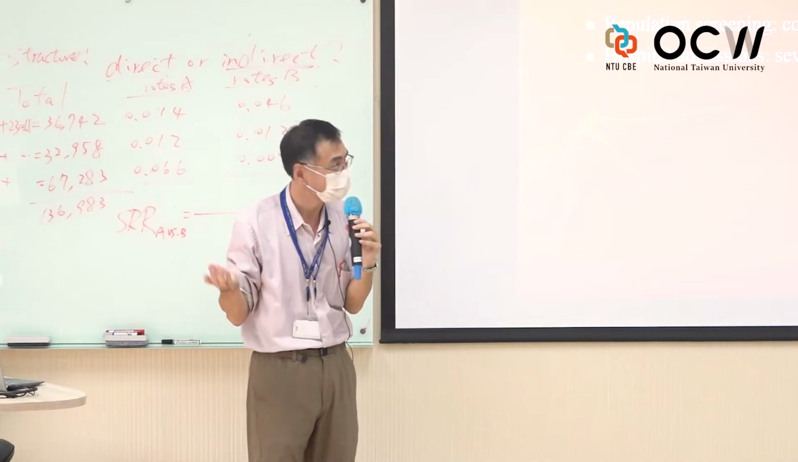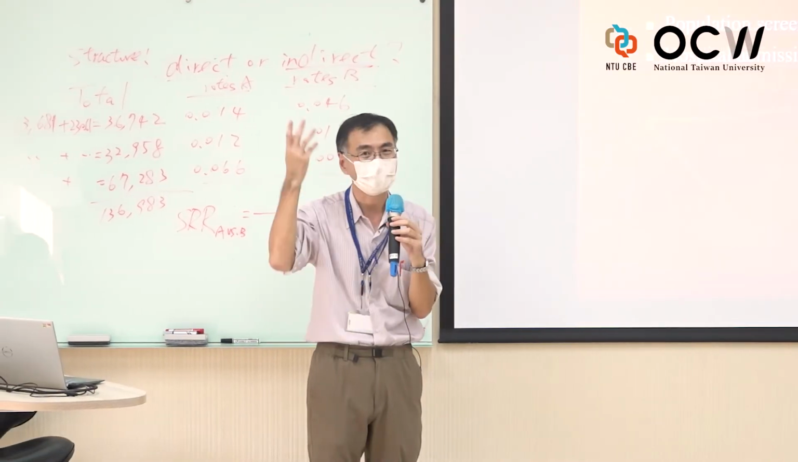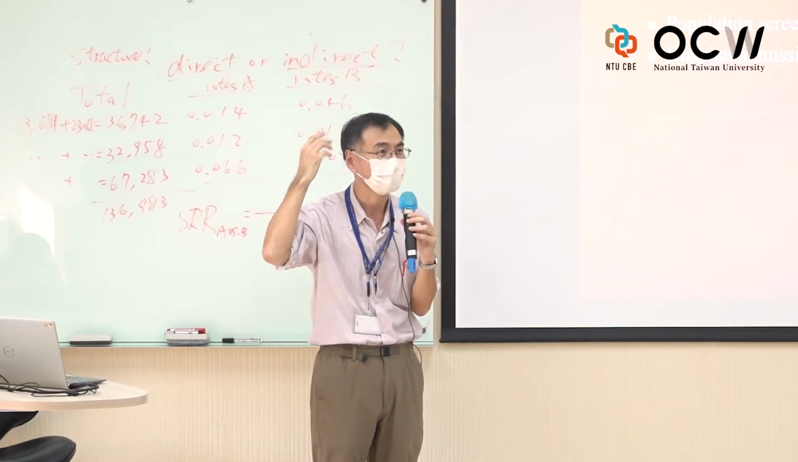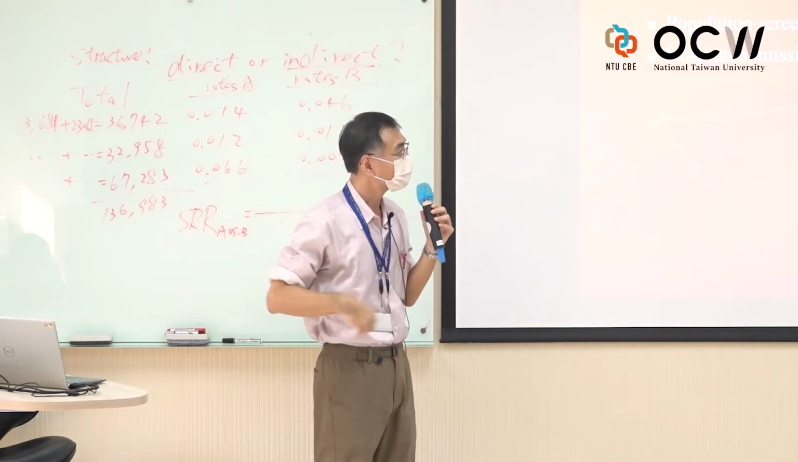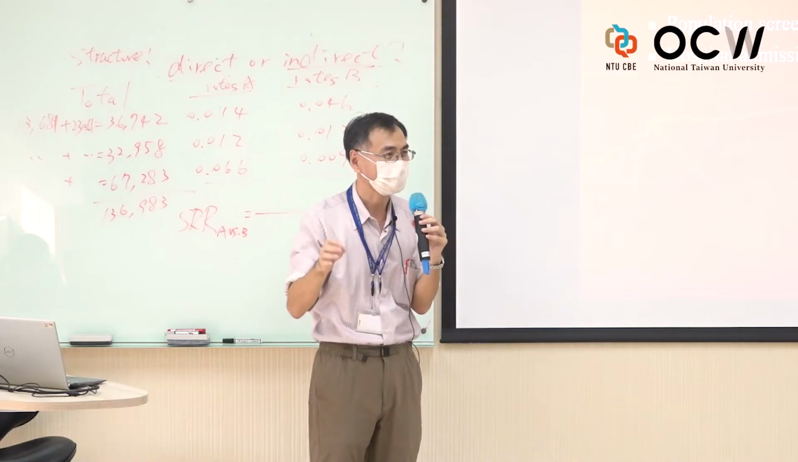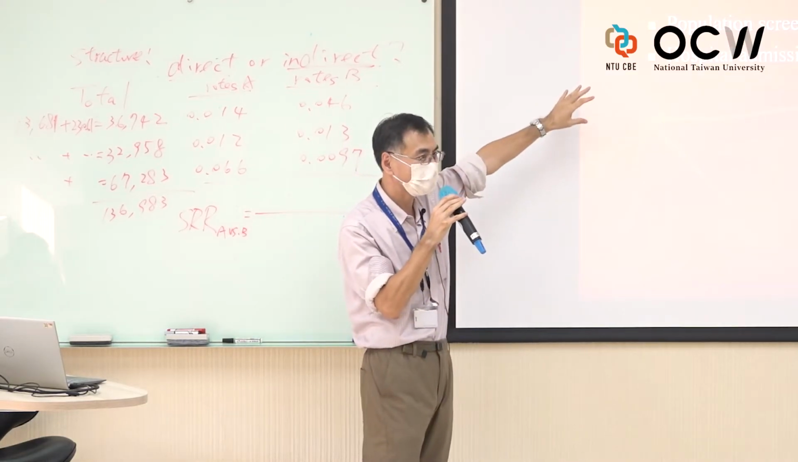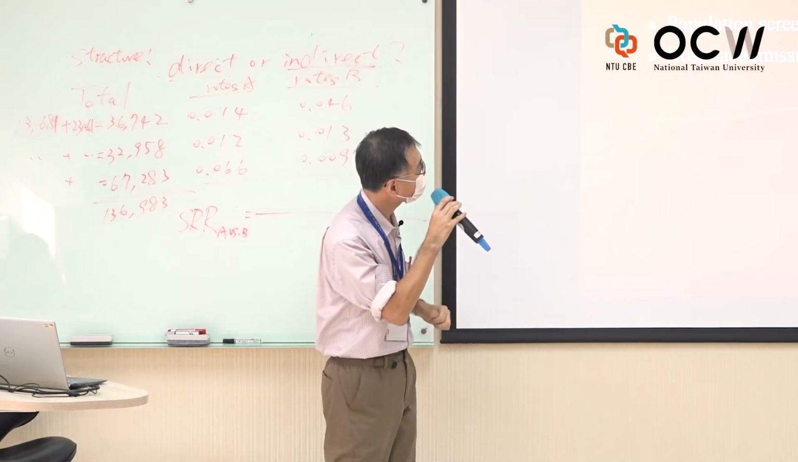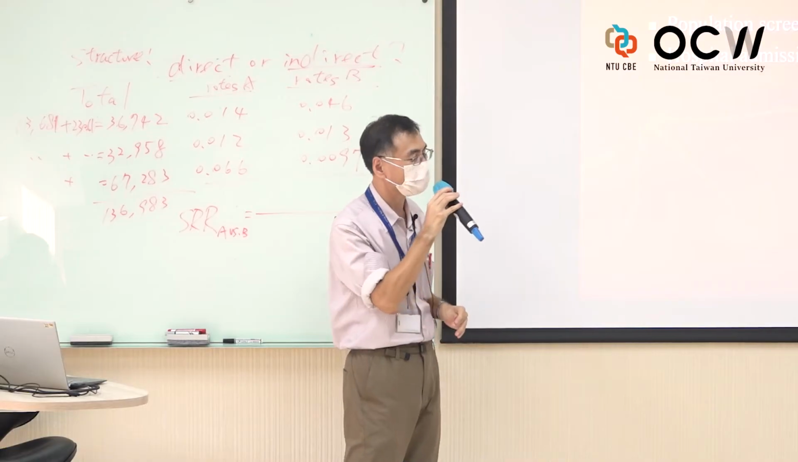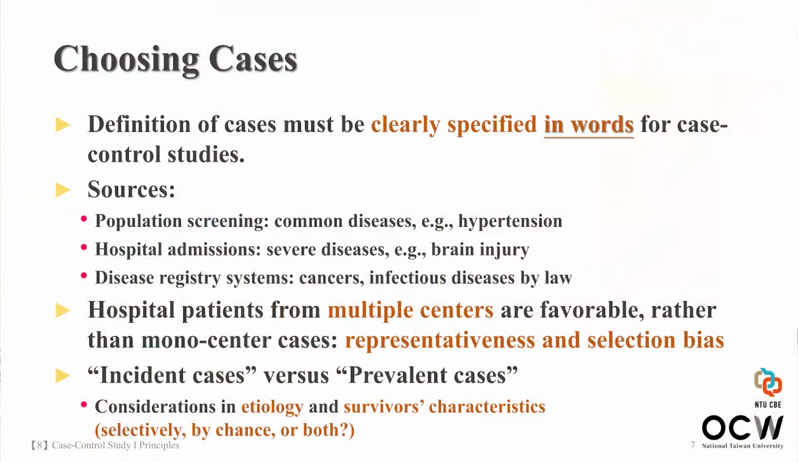So we are pretty sure they have brain injury with bleeding or fracture on the head or something. Right? So we're pretty sure they qualify the definition of brain injury. So that's another advantage for identifying cases in hospital admissions. And the other way is to use the disease registry systems.